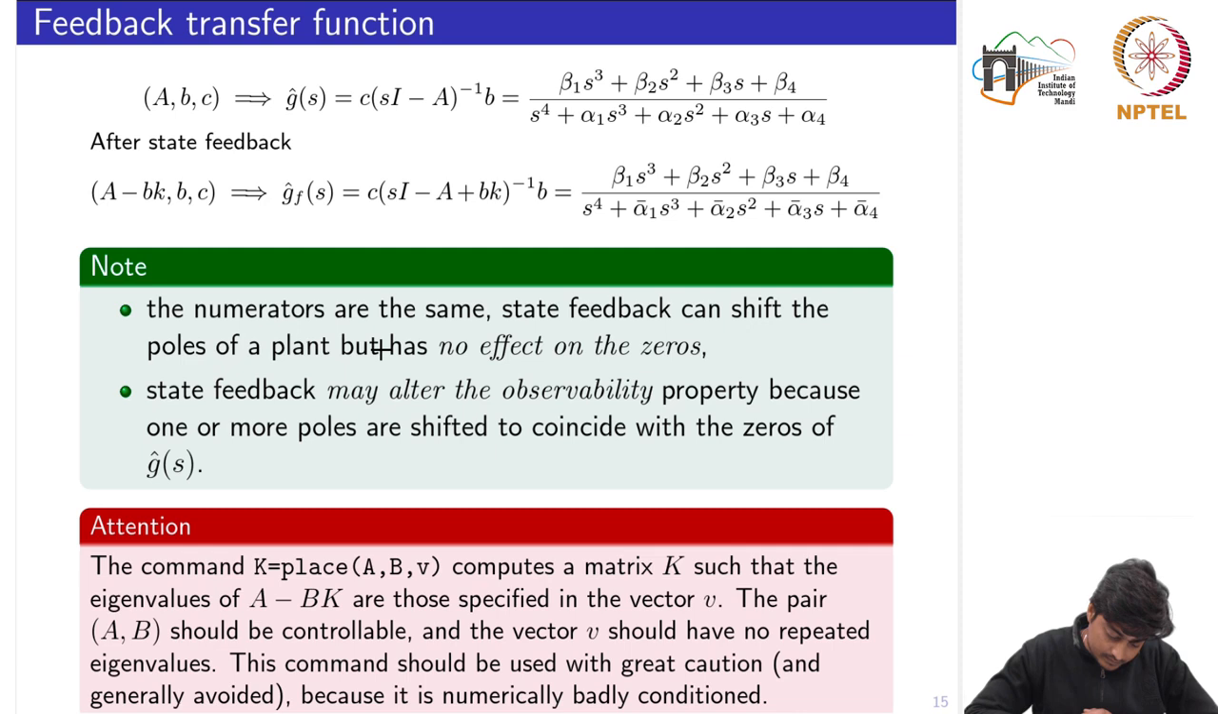If you want to compute the gain K in MATLAB, you can use the command K equal place, where A is the A matrix, B is the B matrix, and V is the vector containing the eigenvalues. While using this command place, the AB pair should be controllable, and the vector V should have no repeated eigenvalues. This command should be used with great caution, and generally avoided, because it is numerically badly conditioned.